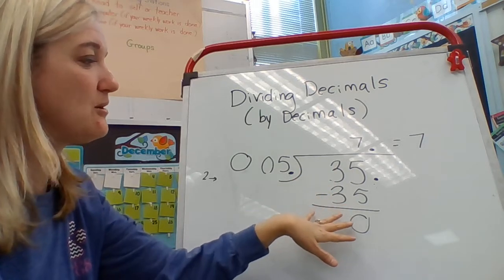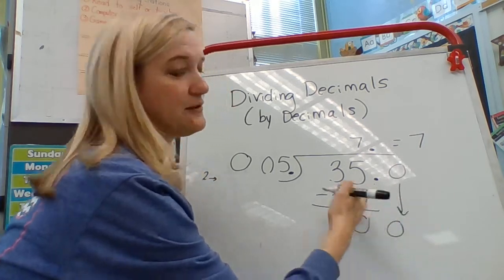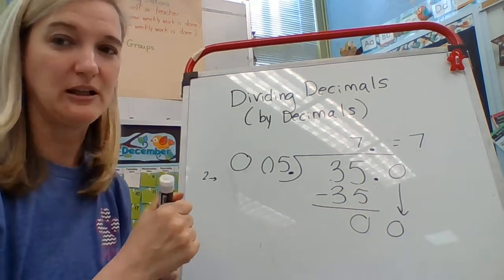If you get to a point where you have nothing left, you can always add zeros and drop them down if you needed to. I think we talked about that a little bit in class.